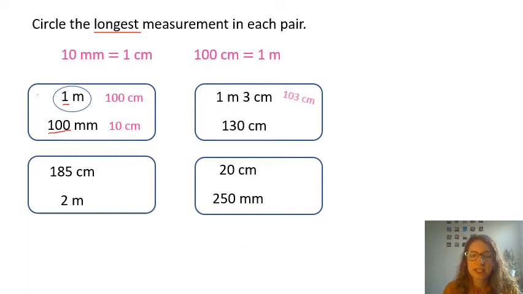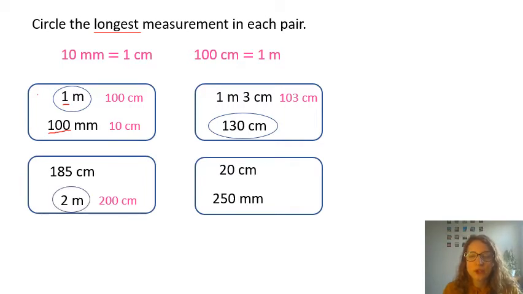Okay, let's look at our next one then. So converting it into centimetres again, so they're both in centimetres. So 1 metre and 3 centimetres becomes 103 centimetres. So 130 is our biggest value in that one, our longest value. Our next question down here. Okay, so 2 metres is 200 centimetres, and that is our longest one.